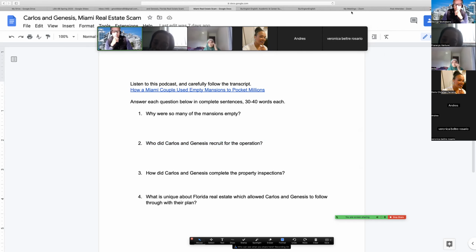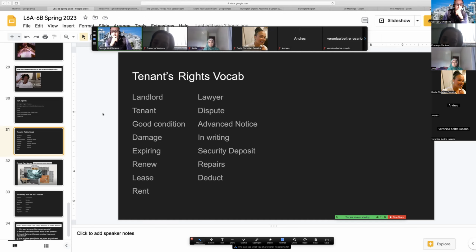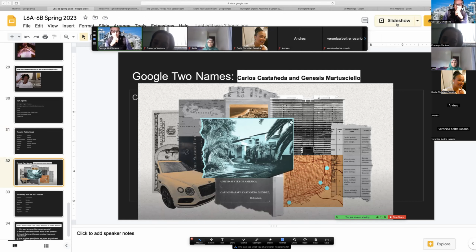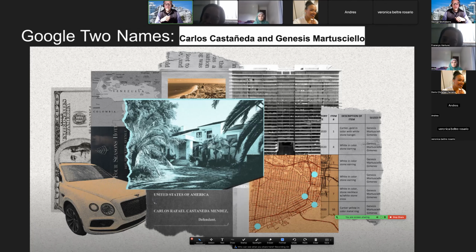So what is this story? There is a real estate scam. There's a young couple that have a clever idea about how to make a lot of money in southern Florida. So I'm going to take a minute, and this is a collage telling the story, and it's from the Wall Street Journal. You can take a look at some of these images.